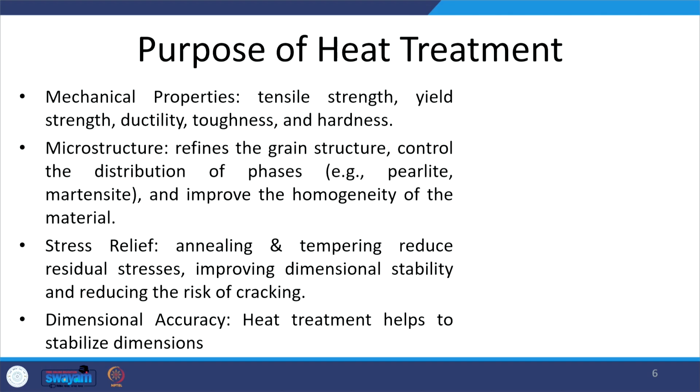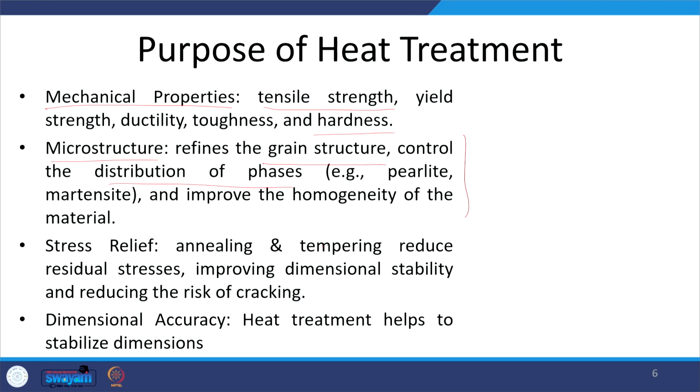So, the properties that can be altered through controlled heat treatment are the mechanical properties, in terms of the tensile strength, yield strength, ductility, toughness and hardness. Microstructure can be refined, and we can also realize the desired set of phases through the controlled heat treatment in order to achieve the desired mechanical properties.